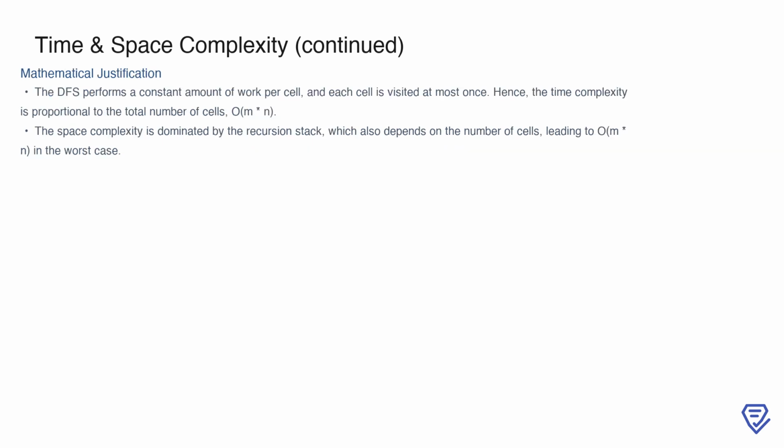Finally, let's solidify this with a mathematical justification. The DFS algorithm performs a constant amount of work per cell as it processes the current cell and explores its neighbors. Since each cell is visited no more than once, the total work done by DFS is proportional to the number of cells, which is O(m*n). Similarly, the space complexity is determined by the recursion stack depth, which in the worst case could reach the total number of cells, also leading to O(m*n).